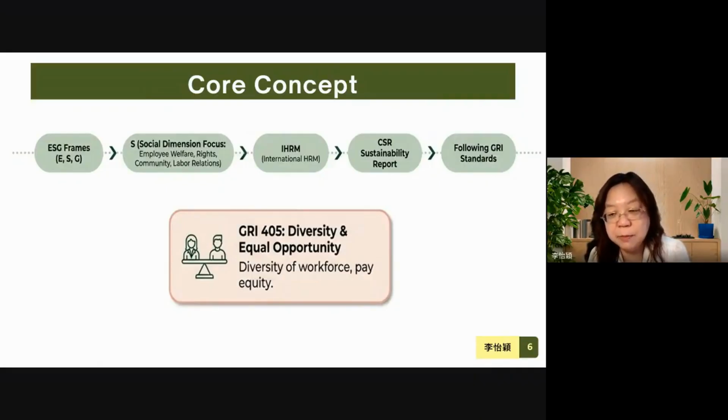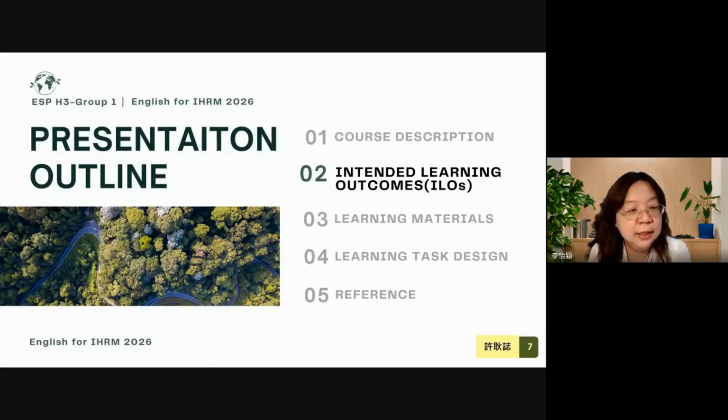listed companies implement the Global Reporting Initiative standards through their CSR report. In particular, we emphasize DEI, diversity, equity, and inclusion as a critical topic within the social dimension. Therefore, this unit is designed around the GRI 405, which focuses on diversity and equal opportunity. Next, we will talk about the intended learning outcomes.